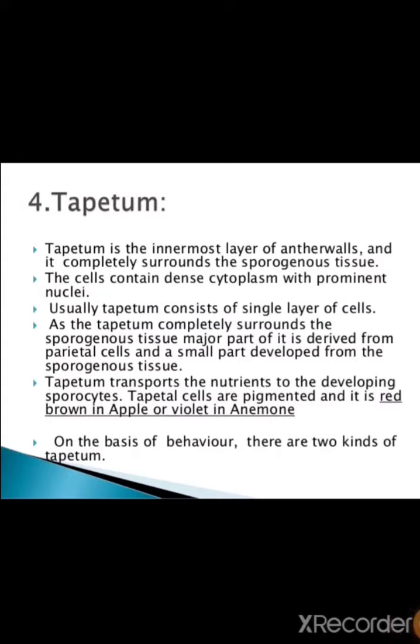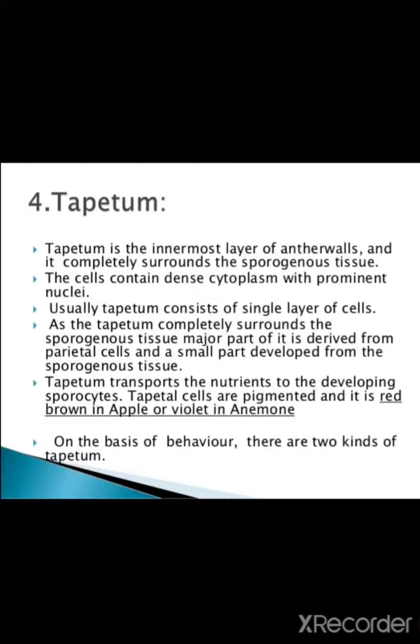Tapetum is the innermost layer of anther walls and it completely surrounds the sporogenous tissue. The cells contain dense cytoplasm with prominent nuclei. Usually tapetum consists of a single layer of cells. Major part of it is derived from the parietal cells and a small part is developed from the sporogenous tissue.